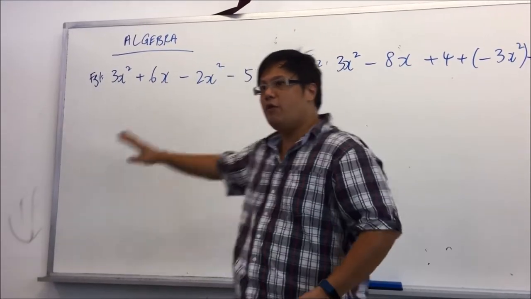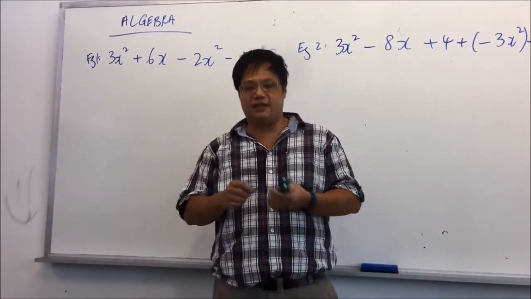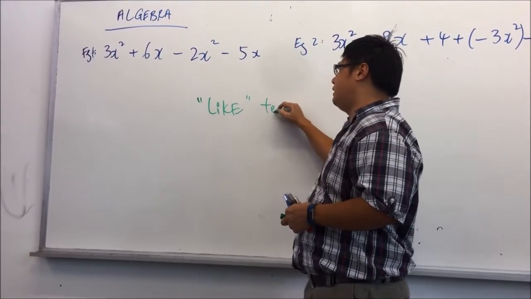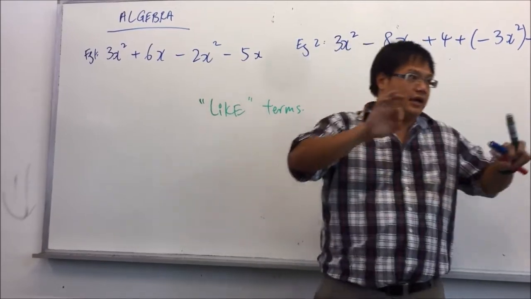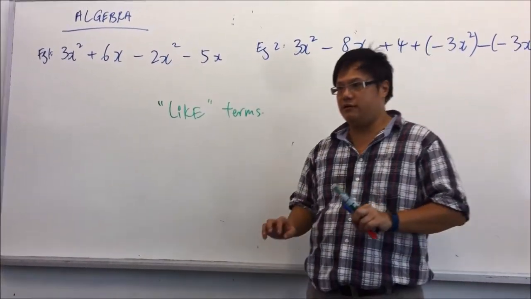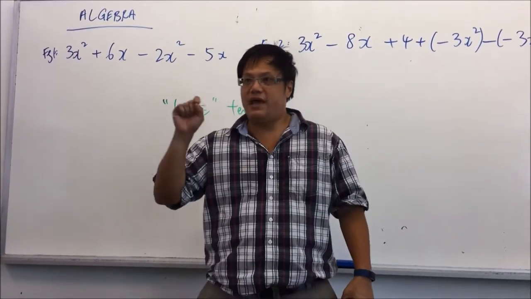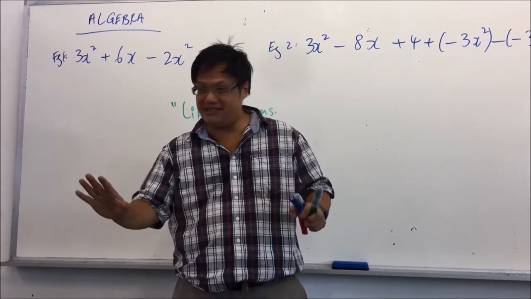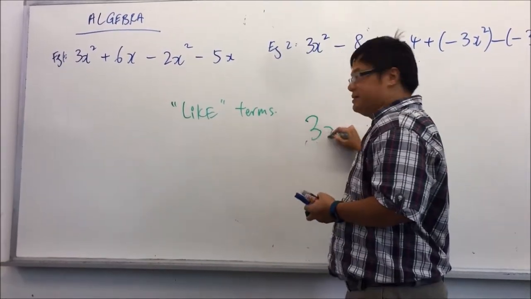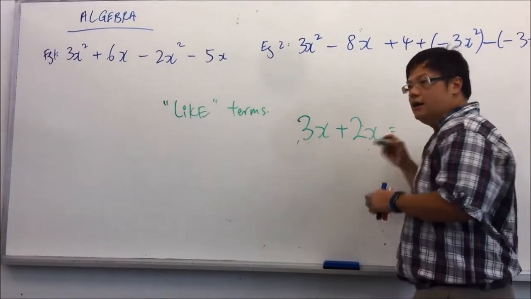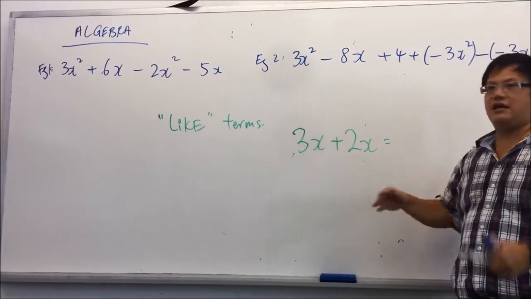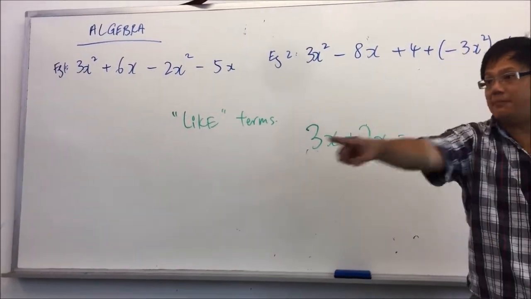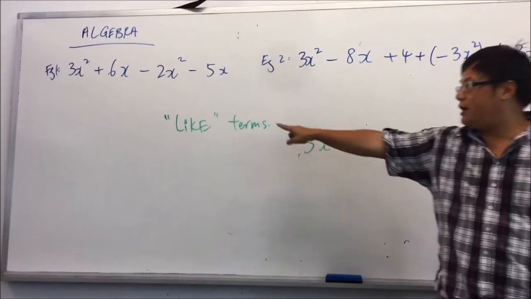Okay, first things first. Before we deal with the example, I need you to understand this. You must recognize something called like terms. In the world of algebra, you can only add and subtract like terms. What do I mean by that? For example, what is 3x plus 2x? 5x. You know it's 5x, but how do you know? Because it's the same, x and x. This is what we call like terms.